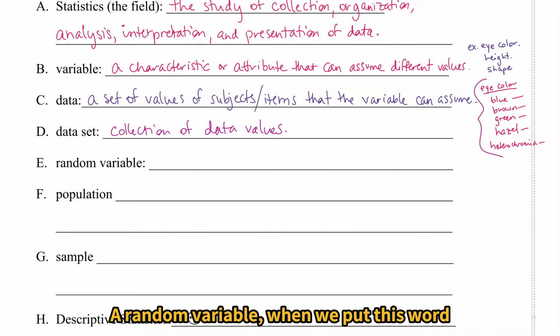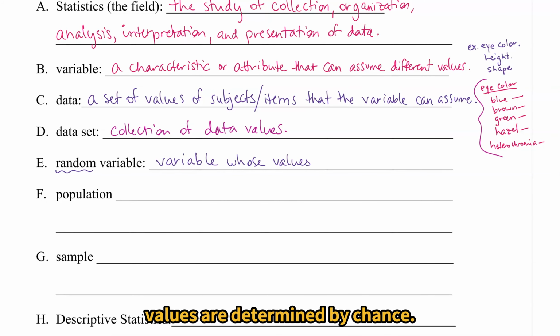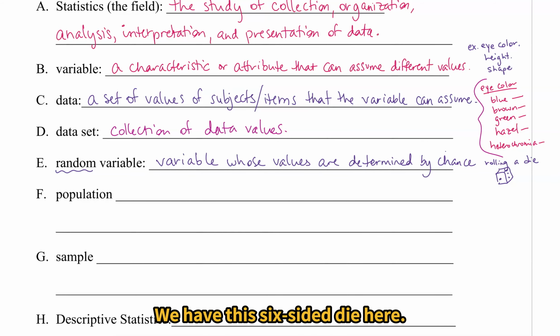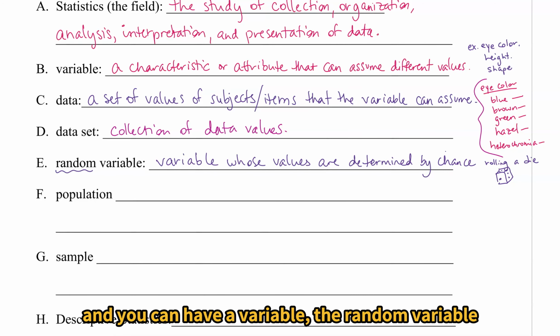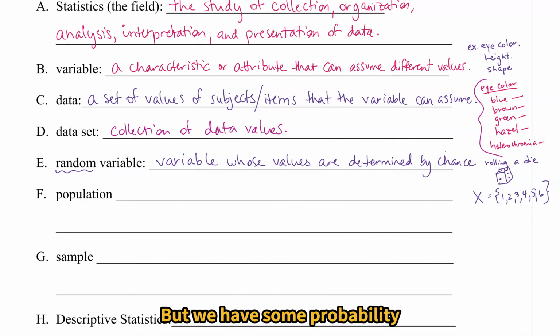A random variable. When we put this word random in front of variable, now we have a variable whose values are determined by chance. So a random variable example would be rolling a die. You have this 6-sided die here, and you roll it, and you can have a variable, the random variable, which we will give a letter to in a lot of cases. But we have some probability of obtaining one of the values for this variable.